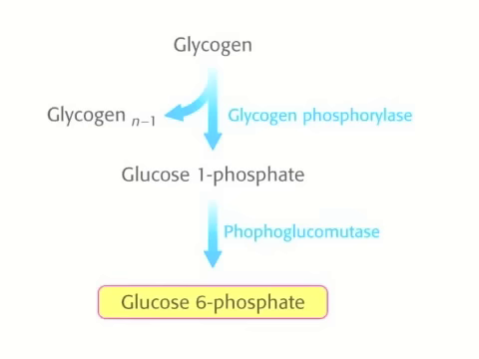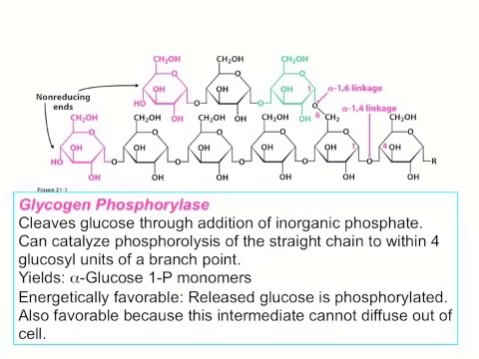We're going to take glycogen and use glycogen phosphorylase to release glucose 1-phosphate and a glycogen molecule that's reduced in length by 1 glucosyl unit. We're then going to use phosphoglucomutase to make glucose 6-phosphate. Now, glycogen phosphorylase cleaves glucose through the addition of inorganic phosphate.